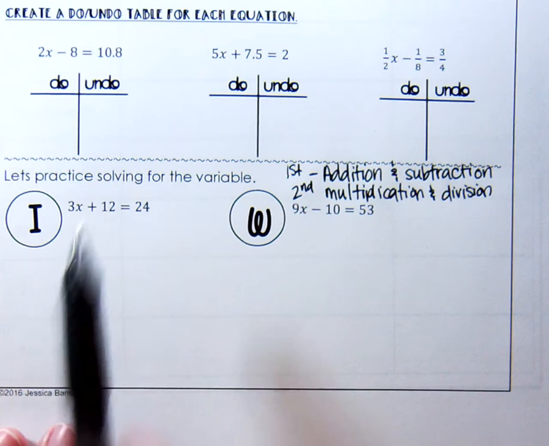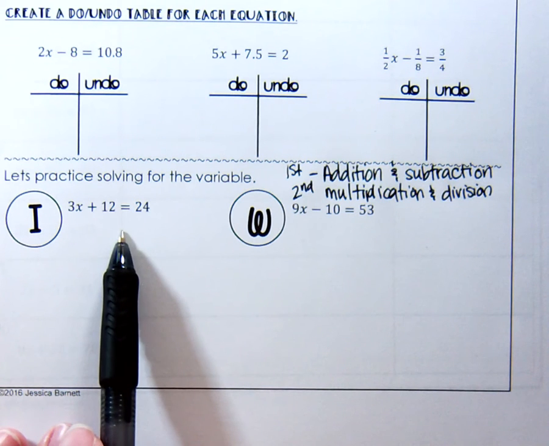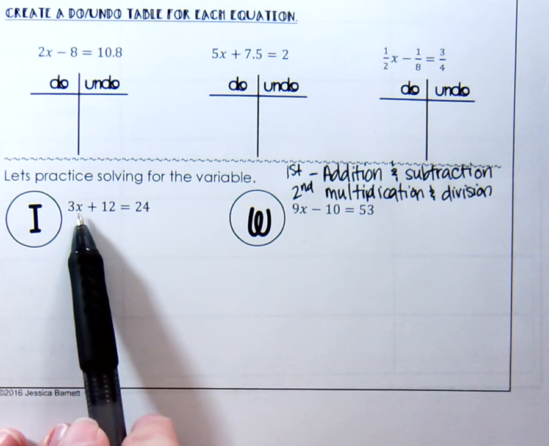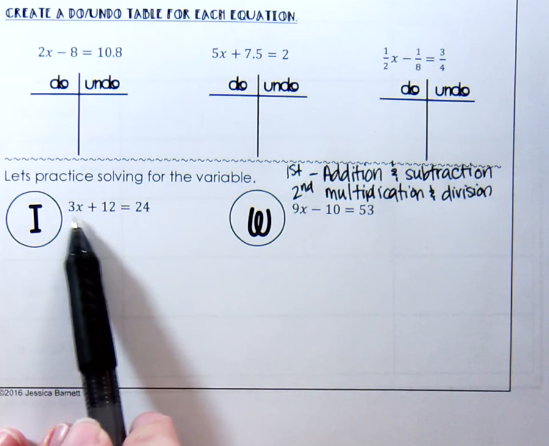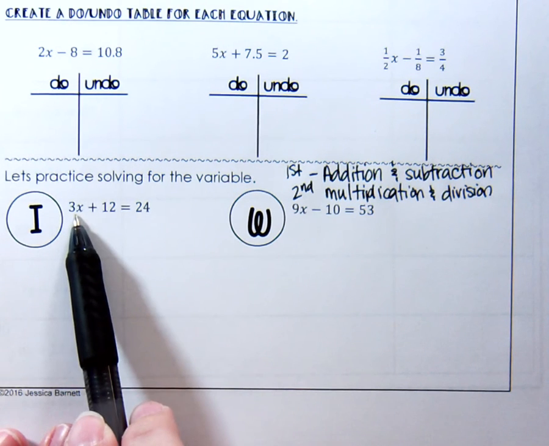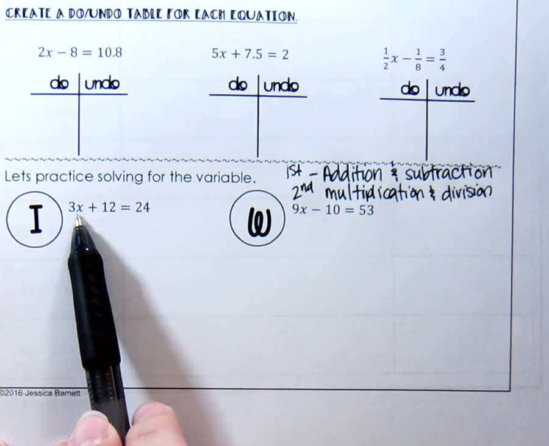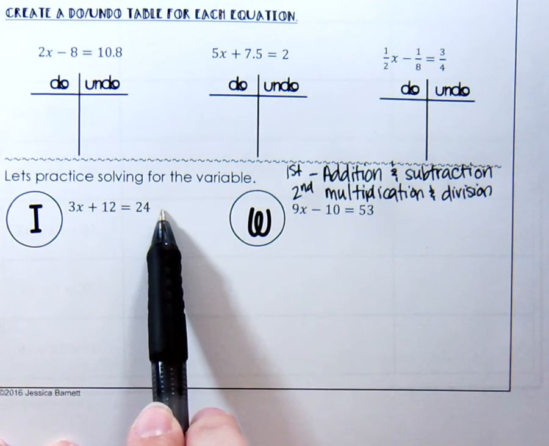So we're going to solve 3x plus 12 equals 24. You're trying to find out what value of x makes this equation true. So which number, when I plug it in for x, will give me 24?